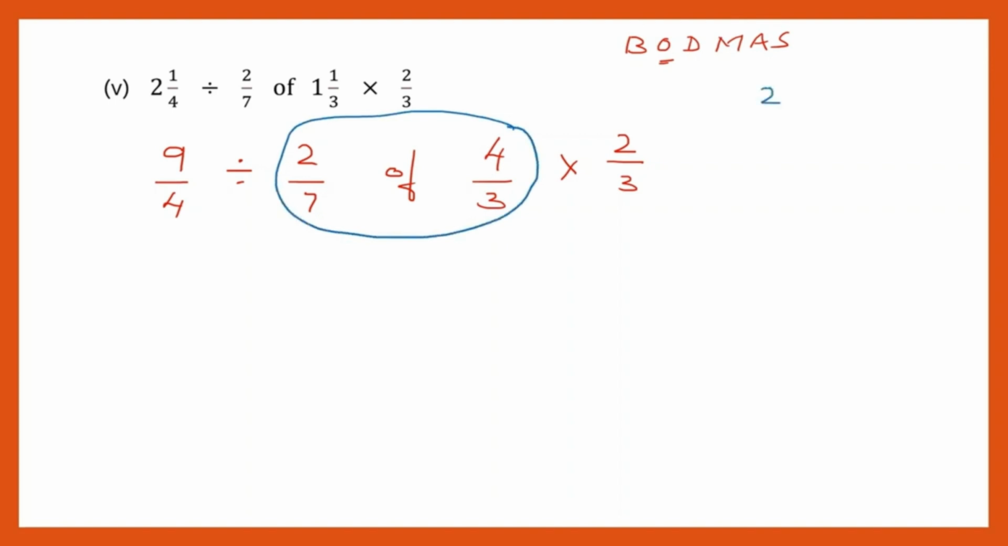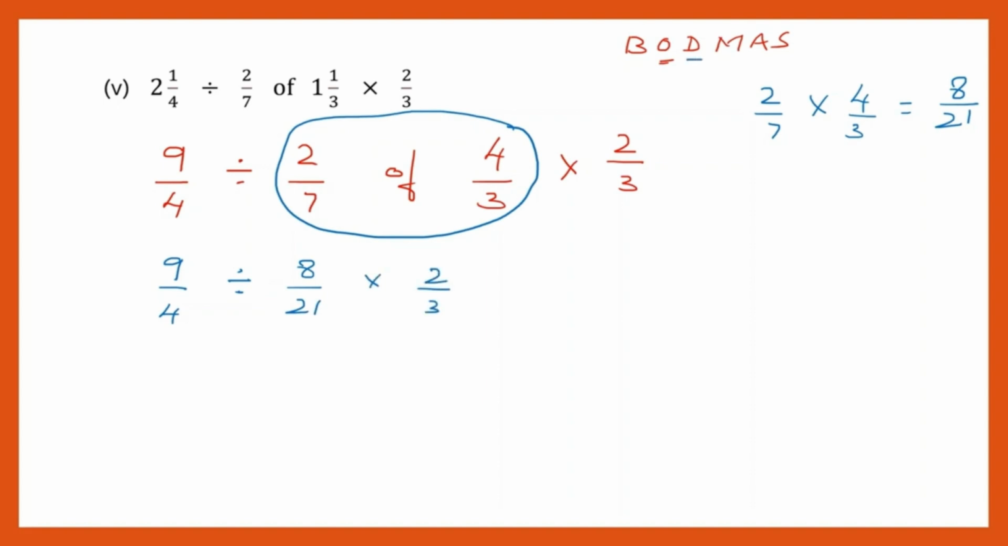So 2 by 7, off is actually multiplication, into 4 by 3. Is there anything you can cancel? Nothing. So let me multiply the numerators. 2 4s are 8 and the denominators, 7 3s are 21. So let's write down the fraction. 9 by 4 divided by 8 by 21 into 2 by 3. So we have division and multiplication.